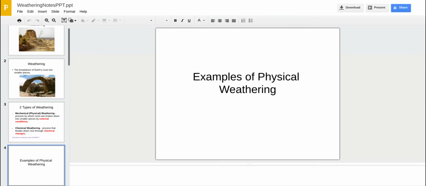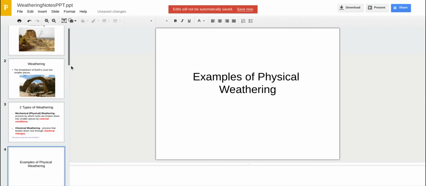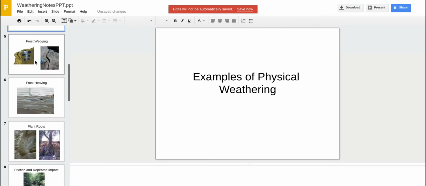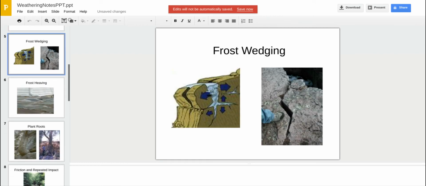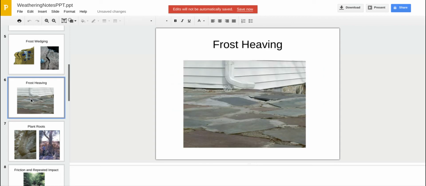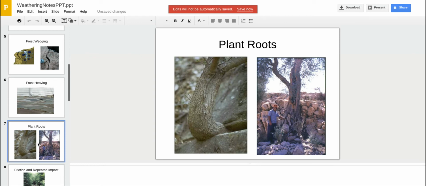Slide 4. Examples of physical weathering. Slide 5. Frost wedging. Notice the water got into the rock, and as it froze, it pushed it apart. Frost heaving. This is where the ice pushes things down. Plant roots. See how the trees are growing in the rock.